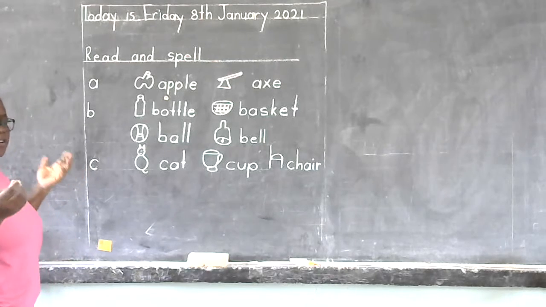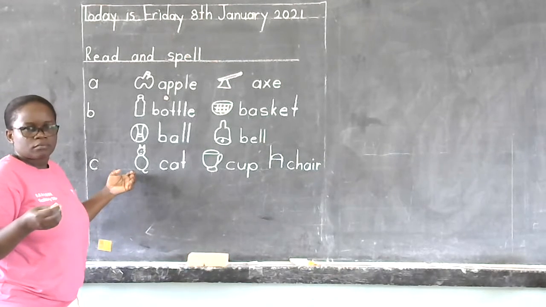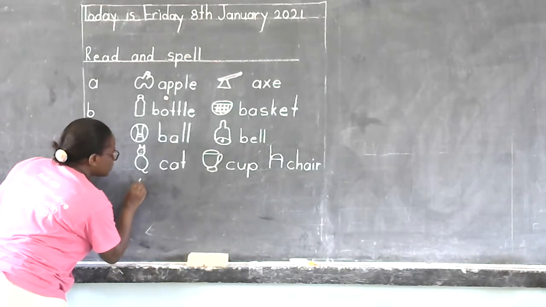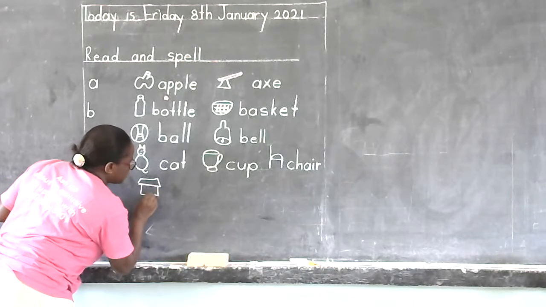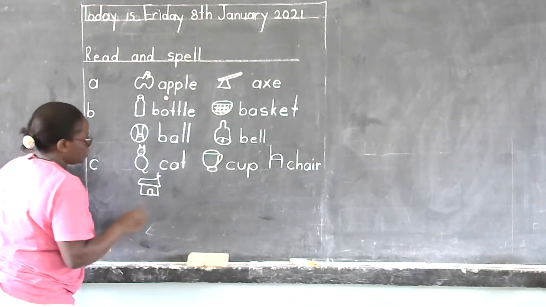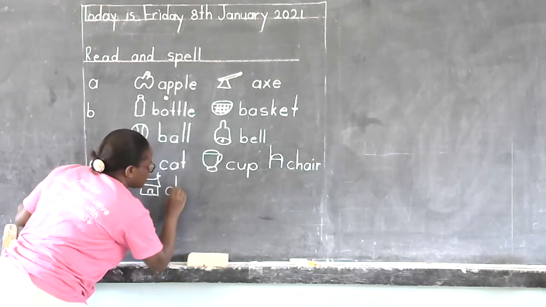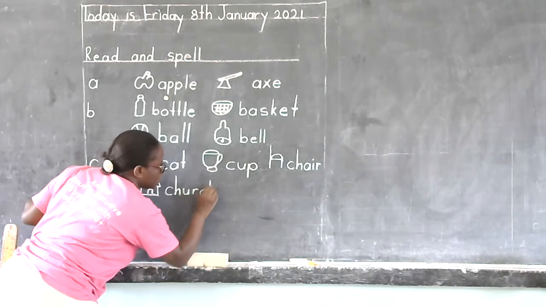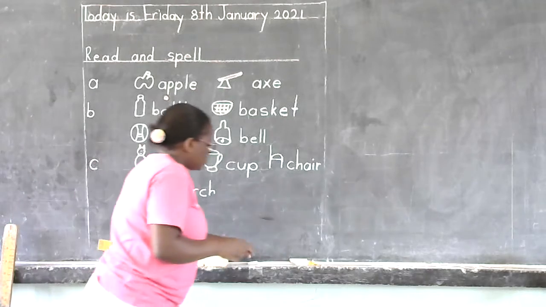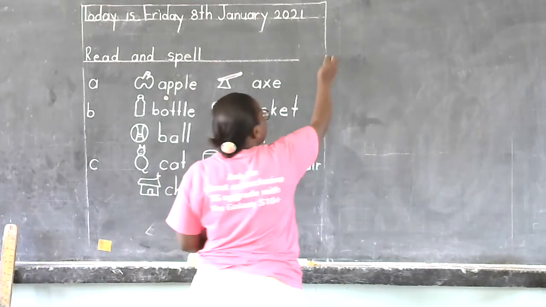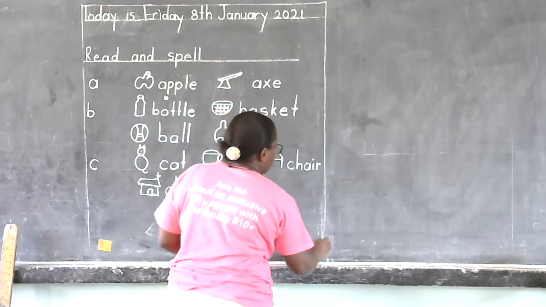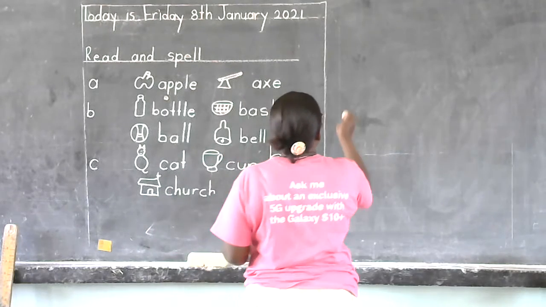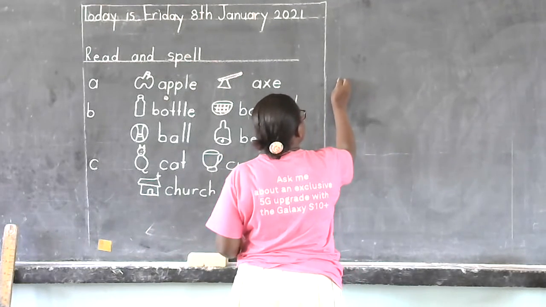Wonderful. Do you all know another picture for letter C? Church. Wonderful. Another picture for letter C, we have a church. Good. Spell for me the word church. C-H-U-R-C-H. Wonderful. Children, now you are going to do for me this work, okay? You are going to read. Can you read for me this word?